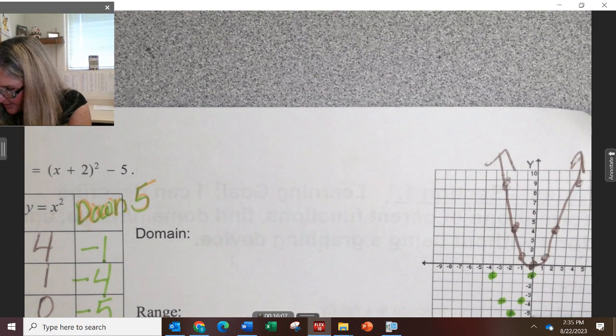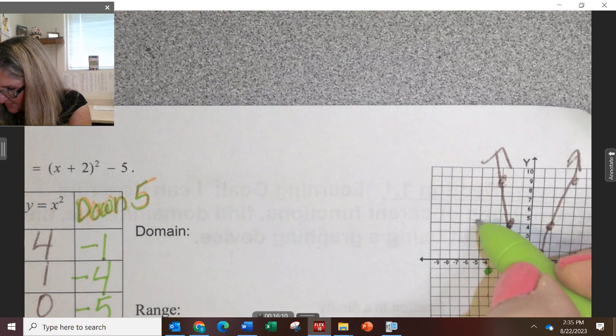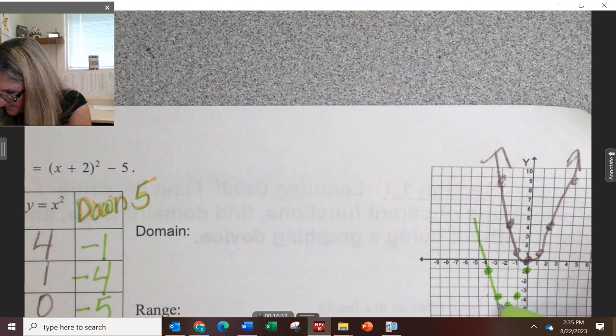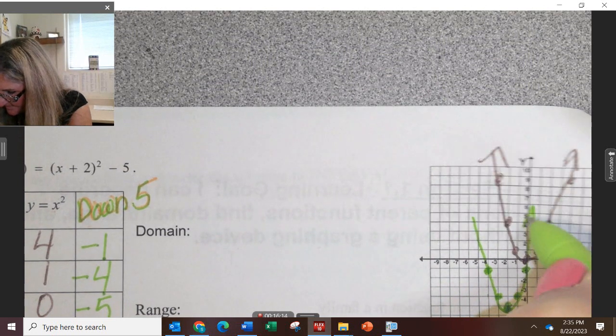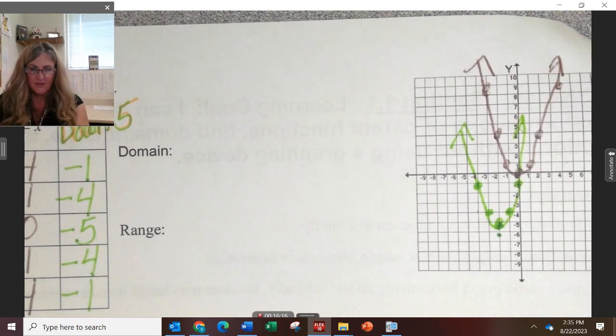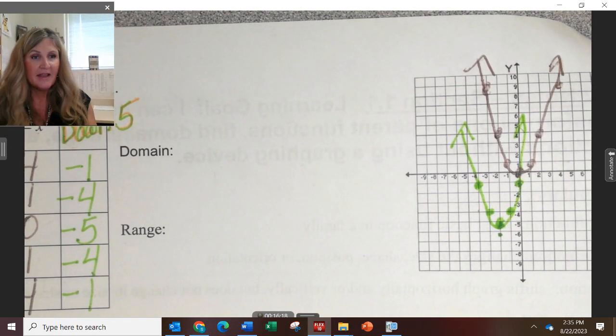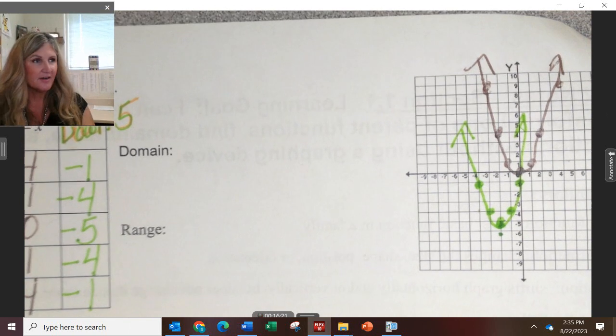If I go out 3, but I have enough points. 5 points is enough. And there's the way that new function should look. And if we wanted to, we could check it out on our calculator.